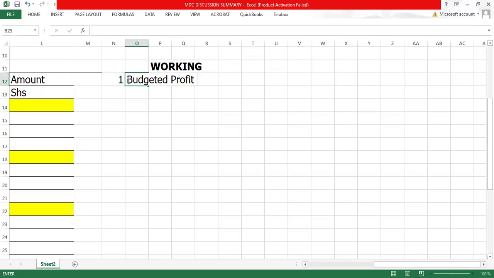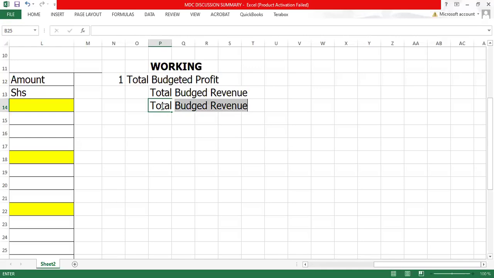For you to get the total budgeted profit, you will need the total budgeted revenue, then you also look at the total budgeted costs. How do we get our budgeted revenue?